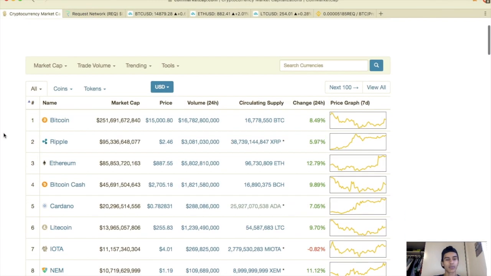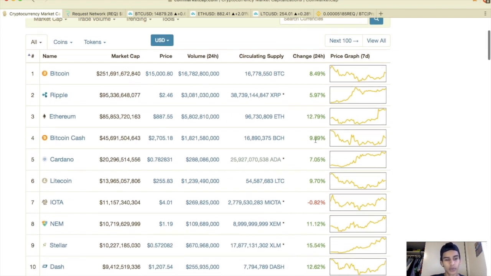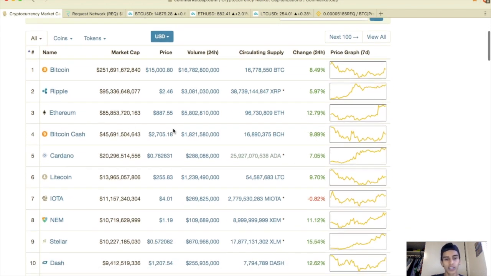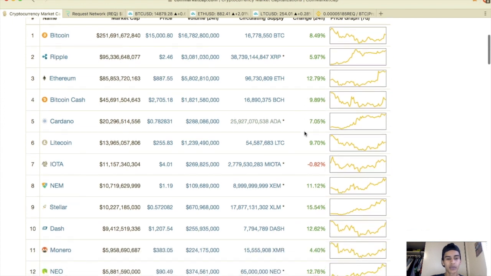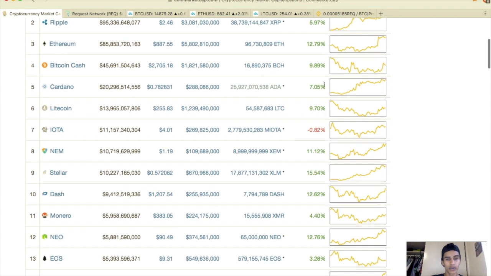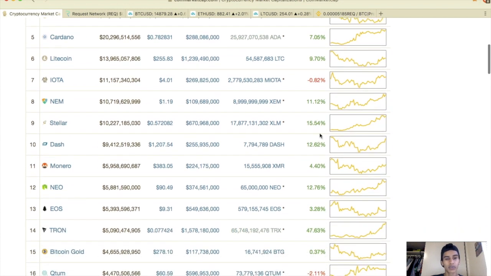Really quick, let's take a look at the market. Bitcoin currently sitting at 15,000, up 8% for the day. Ripple up almost 6%. Ethereum up almost 13%. I believe Ethereum will hit 1,000 pretty soon here. Bitcoin Cash up almost 10%. Cardano up 7%. Litecoin up almost 10%. IOTA down almost 1%. NEM up 11%.